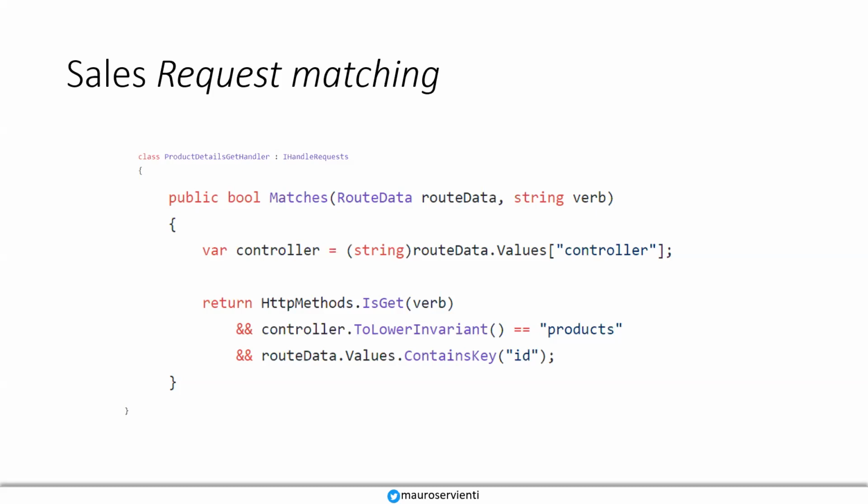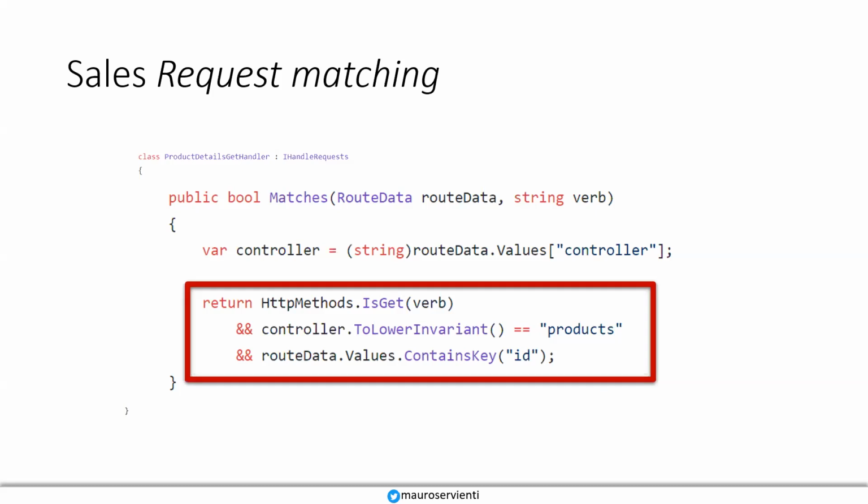So the only thing that Sales does at matching time is basically check: is it a GET? Yes. If it is a GET, is it for products and does it contain an ID? So does the template contain an ID? Yes, so I'm interested in that. So this Matches method will return true. And if that returns true, it means that the second invocation will come in.